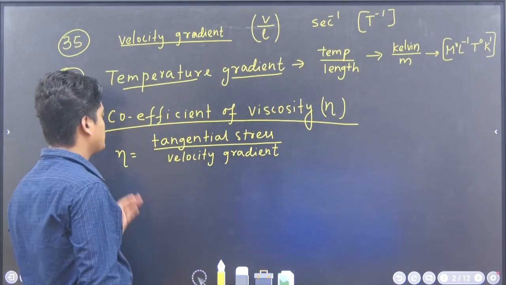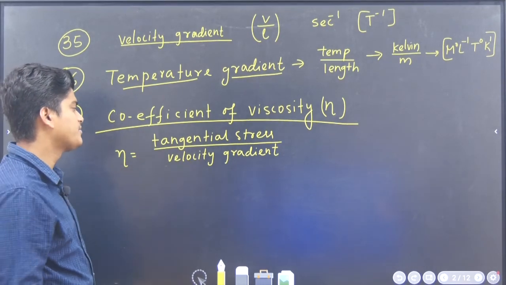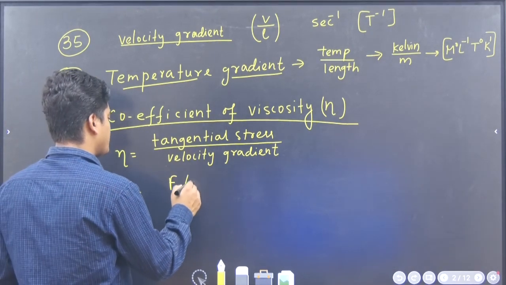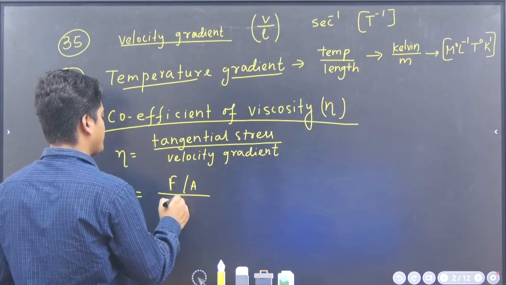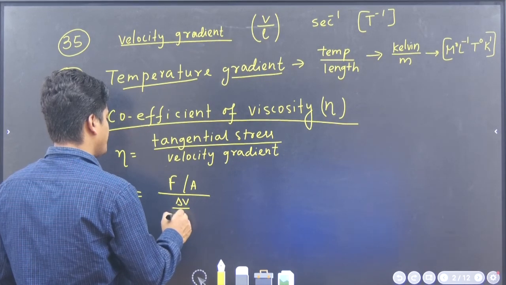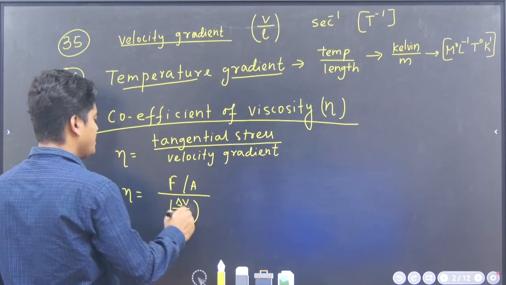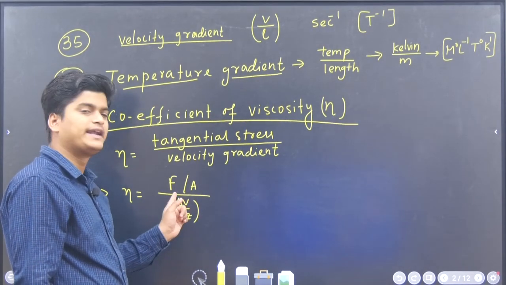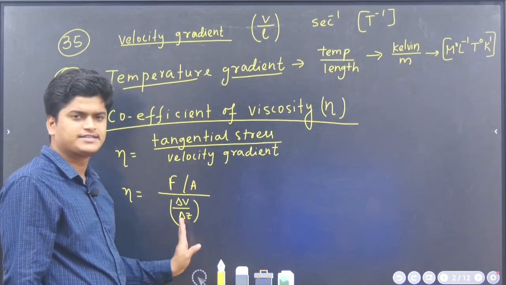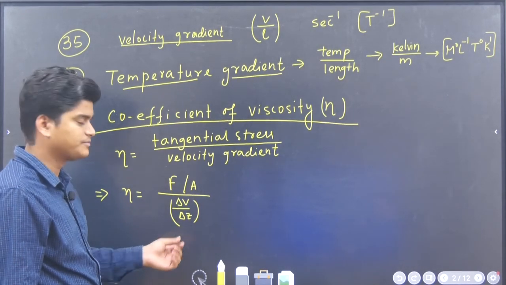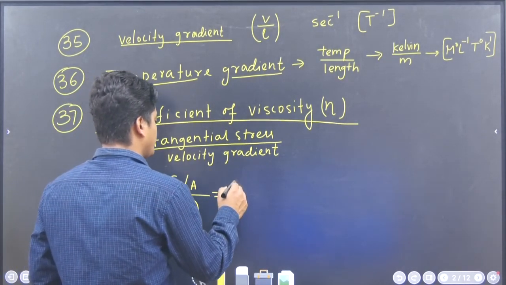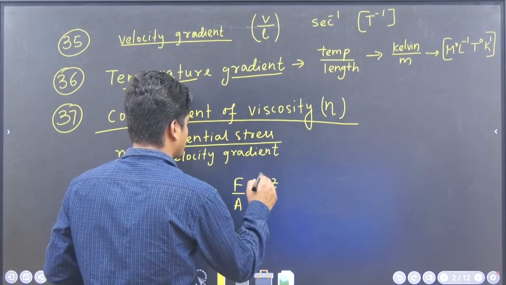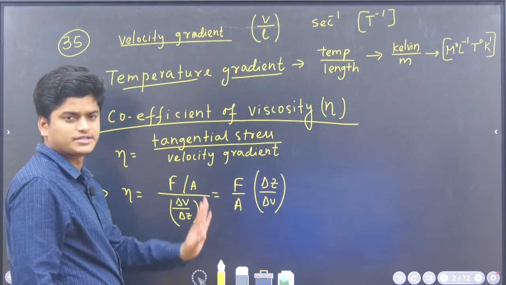Now to understand coefficient of viscosity, it is tangential stress by velocity gradient, or you can write eta equal to force by area divided by velocity gradient. I can write velocity gradient as V by x, or V by L, or delta V by delta x, or delta V by delta z. Here z is basically length only, the change in length. If we modify this, it is F by A into delta z by delta V, that means length by velocity.